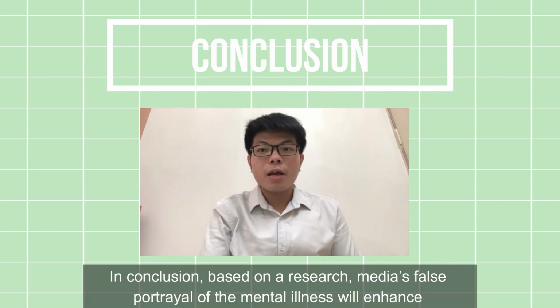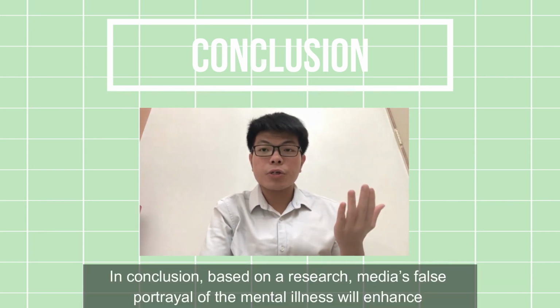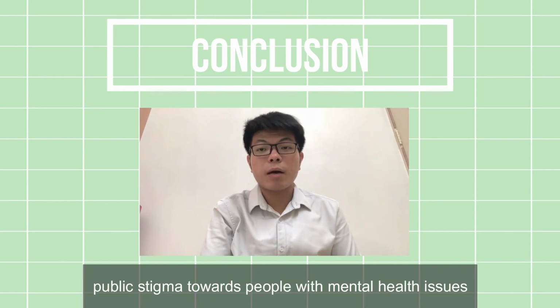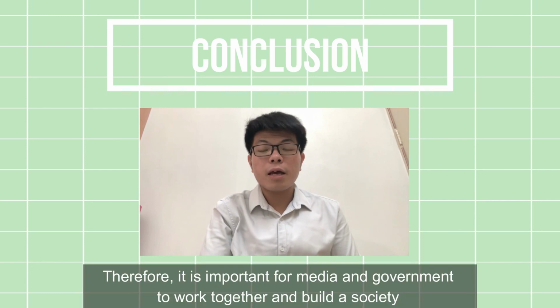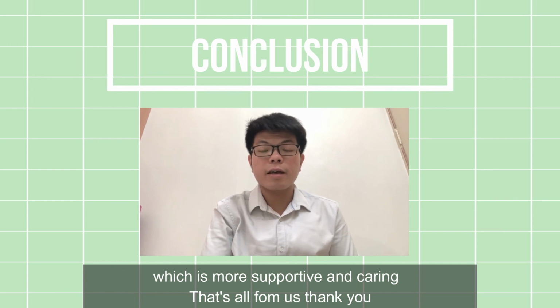In conclusion, based on research, the media's false portrayal of mental illnesses will enhance public stigma towards people with mental health issues. As Malaysia does not emphasize mental health, there are not enough support systems. Therefore, it is important for the media and government to work together and build a society which is more supportive and caring.